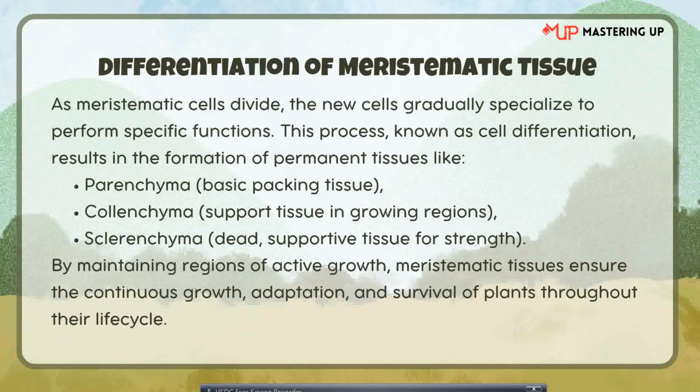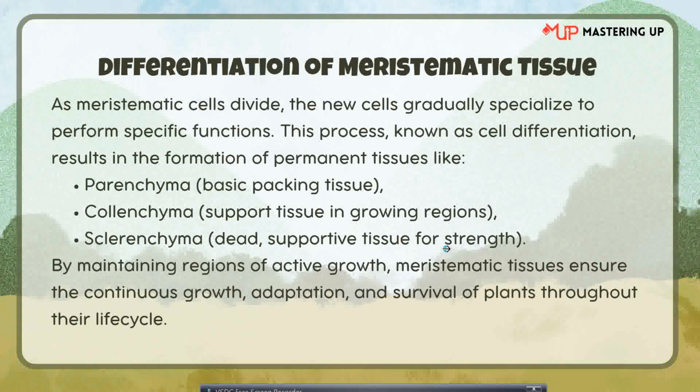Cell differentiation in meristematic tissue results in the formation of permanent tissues like parenchyma, which are basic packing tissues; collenchyma, support tissues in growing regions; and sclerenchyma, dead supportive tissue for strength. So parenchyma for packing, collenchyma for support in growing regions, and sclerenchyma for strength.